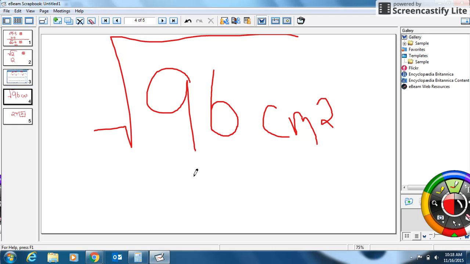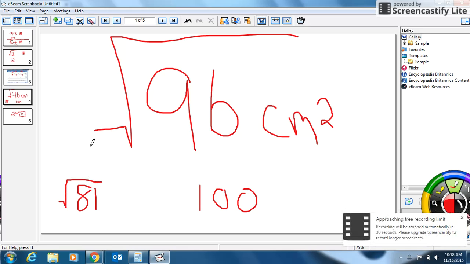Well, I know 9 times 9 is 81. So I'm going to do this, 81. And 10 times 10 is 100. So guess what? I know that 96 falls in between these. Now, what's the square root of 81? 9. What's the square root of 100? 10. And I know 96 falls in right here, somewhere closer to the 100. So my answer is going to be 9 point something. The point something is, well, we'll see.